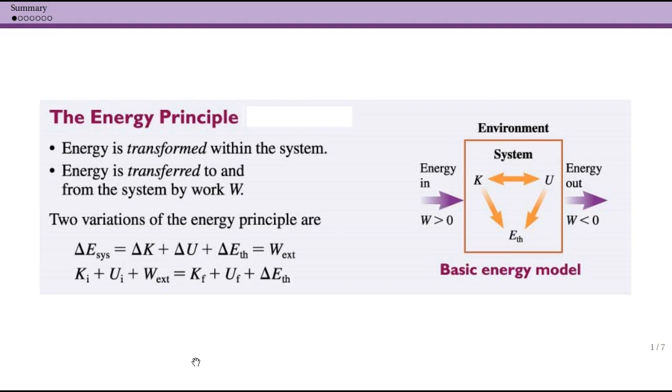To summarize, what we care about in these two chapters is the energy principle. So our energy model here says that we can have an environment and a system, and that within the system, energy is transformed, and we have three types of energy that we worry about. We also have energy transferred in and out of the system by work. So our final best versions of conservation of energy are given by these two equations.